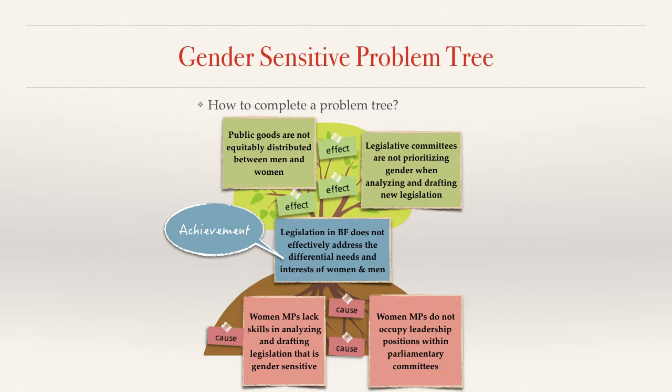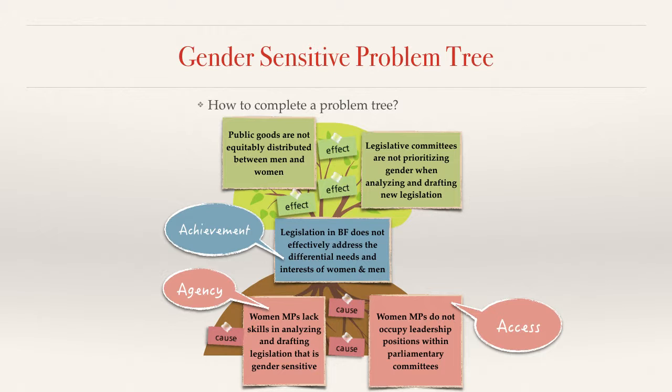After you've identified the root causes, decide which root cause corresponds to which dimension of the women's empowerment process, by asking yourselves, what is the root cause that impacts women's access to resources? In the case of Burkina Faso, women's lack of leadership positions within parliamentary committees is one of the causes that hinders women's access to representative resources. Then ask yourselves, what is the root cause that impacts women's agency? For example, in Burkina Faso, women's lack of skills in analyzing and drafting gender-sensitive legislation can hinder women's political agency.